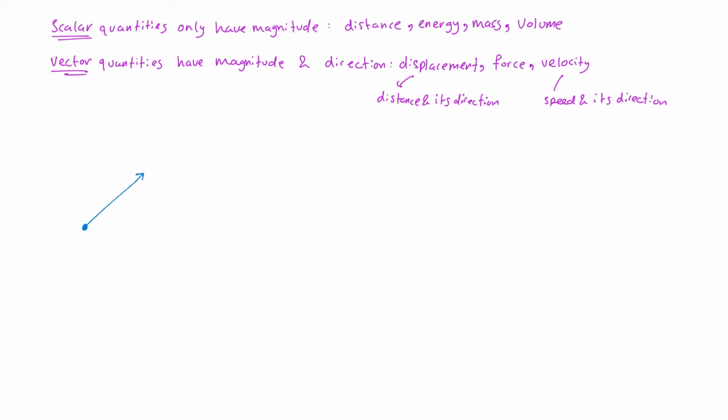Now let's take a look at how we can represent vectors. Vectors are simply shown by an arrow. In this example, we have a vector that starts from point O, or the origin point, and goes in the direction of A. The magnitude is 30 kilometers, and that magnitude is shown by the length of the line segment. So the bigger it is, the higher the magnitude. The smaller it is, the smaller the magnitude.